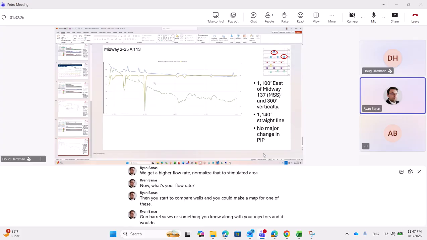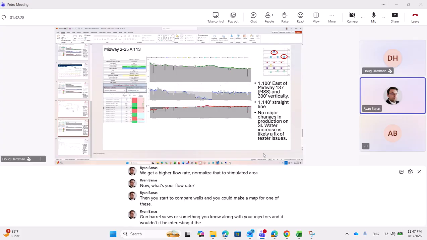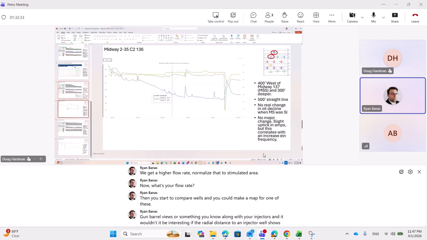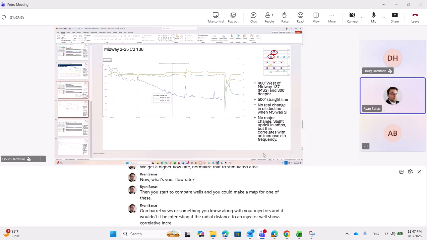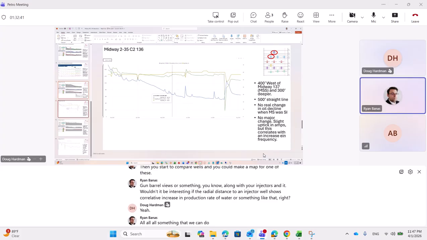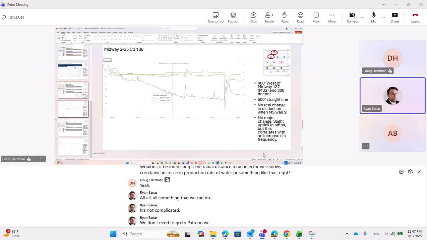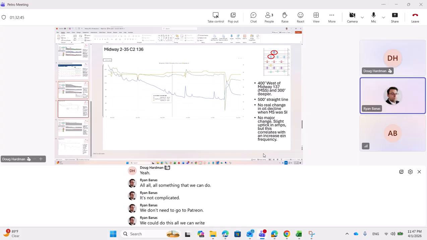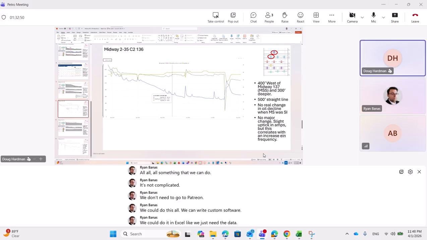And wouldn't it be interesting if the radial distance to an injector well shows a correlative increase in production rate of water or something like that? All something we can do. It's not complicated. We don't need to go to Petrel. We can write custom software. We can do it in Excel. We just need the data. I know.